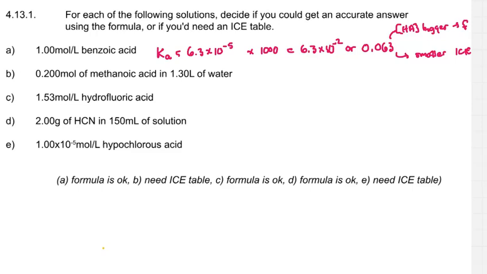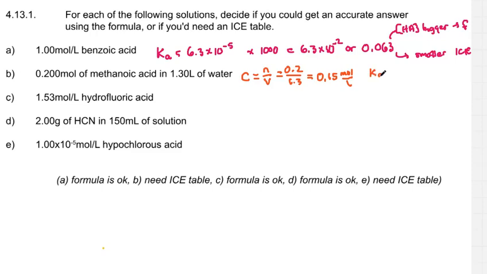Okay, here they did not give us a concentration because they're jerks, and by they I mean me. The concentration here is number of moles of methanoic acid divided by volume, 0.2 moles divided by 1.3 liters. 0.2 divided by 1.3 is 0.15 should be enough. 0.15 moles per liter is how much methanoic acid we actually have.